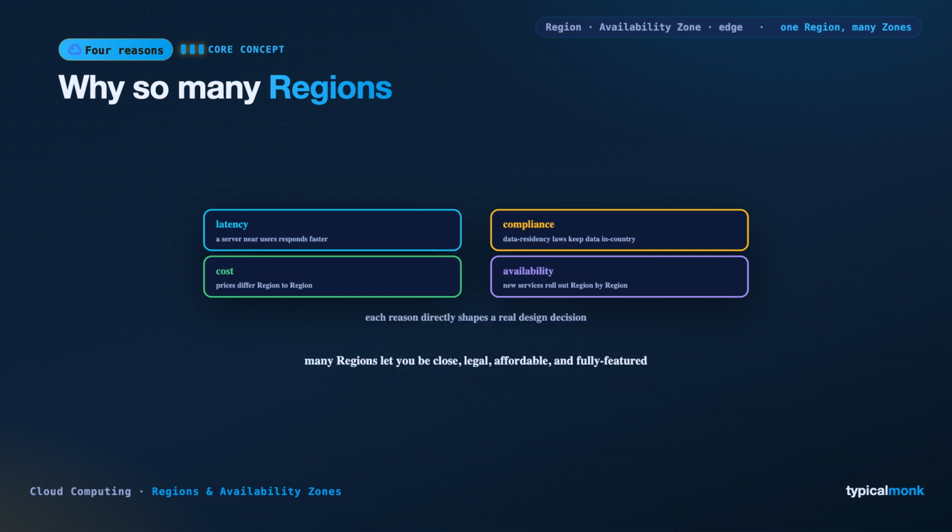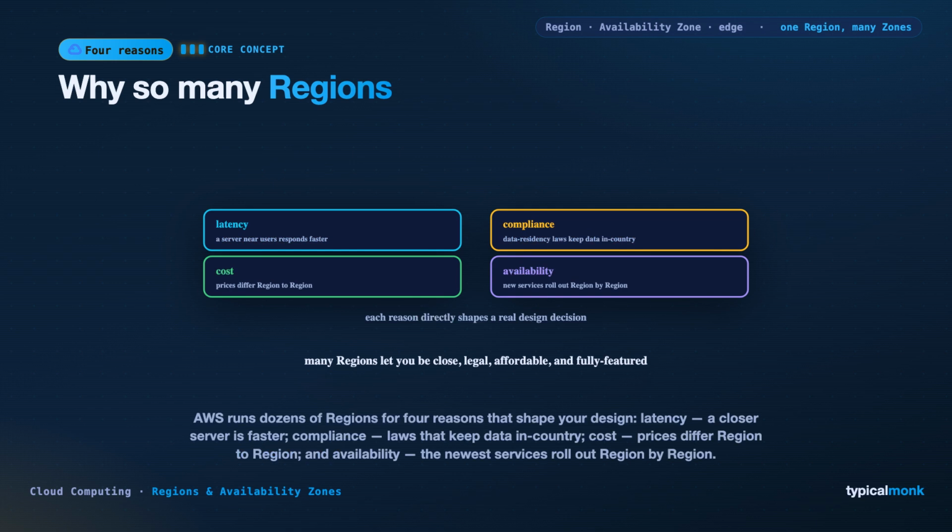The third is cost. Prices genuinely differ from one region to another, so the same server can be cheaper in one place than another. And the fourth is availability. Amazon Web Services rolls out new services region by region, so the newest features may not yet exist everywhere. So the takeaway: many regions exist so that you can place your application close to your users, obey local data laws, manage your cost, and reach the services you need.